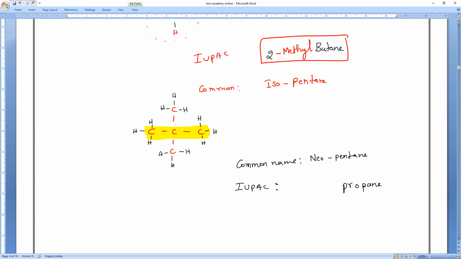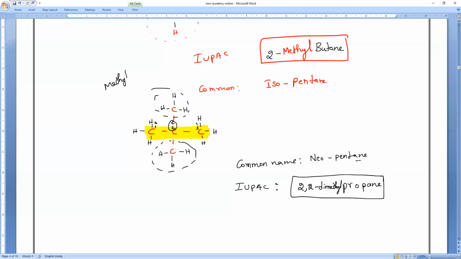Next, which carbon is having the branch, the alkyl group? Number 1, 2, 3 or 1, 2, 3, so take the lowest carbon number, which is 2. There are 2 branches, so 2 alkyl groups: 2, 2. What is the name of this alkyl group? Methyl. So 2 methyl groups are there. If 2 are there, we say dimethyl. Dimethyl propane. That is the IUPAC name, and this is the common name.